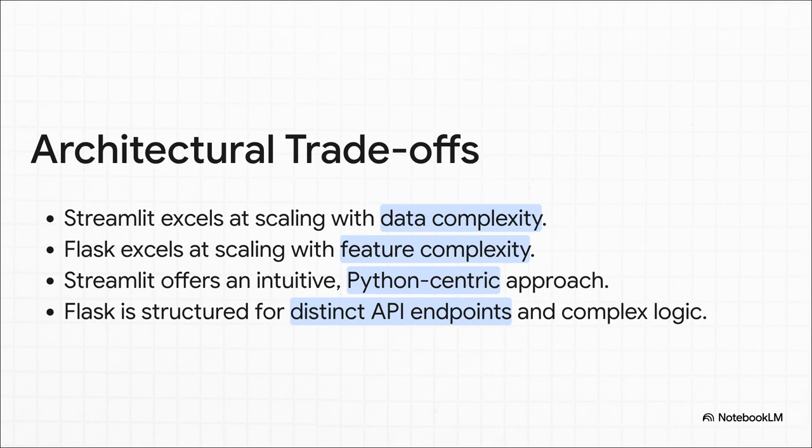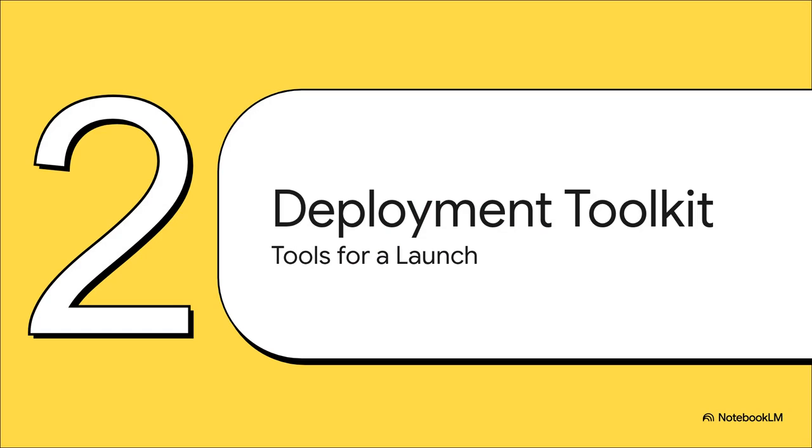So here's the key takeaway. You need to know how these two scale. If you're building something to explore a really complex dataset, Streamlit is amazing. But if your application needs lots of different features, say user logins, multiple pages, different API behaviors, that's where Flask really starts to shine. Getting this choice right at the beginning is going to save you so many headaches down the road.